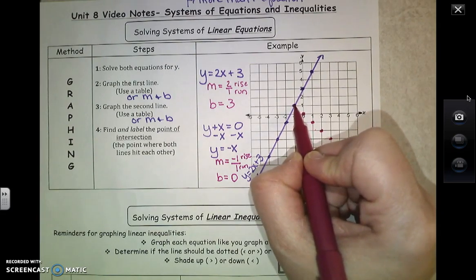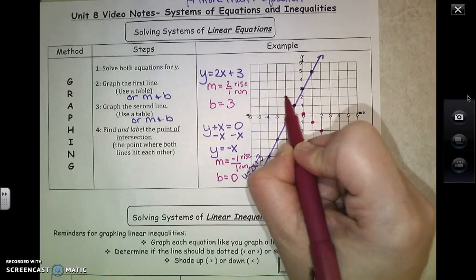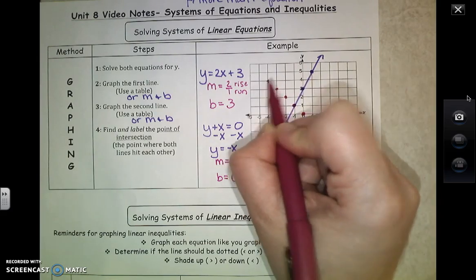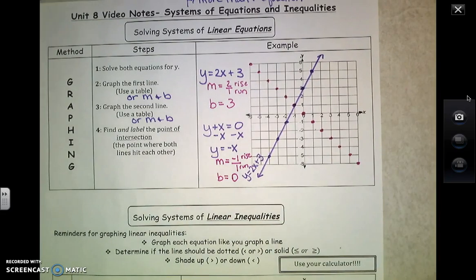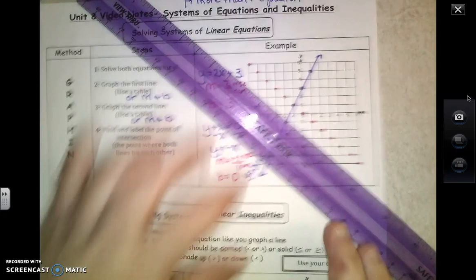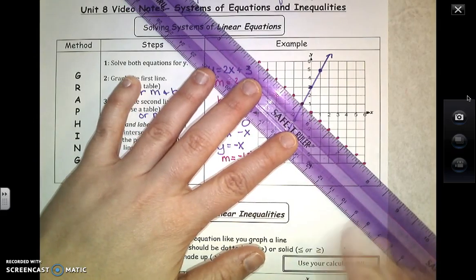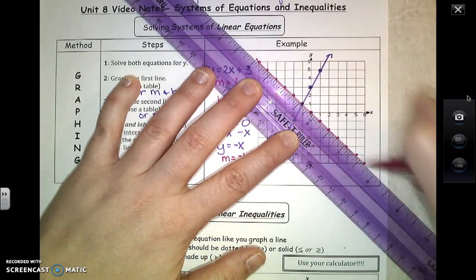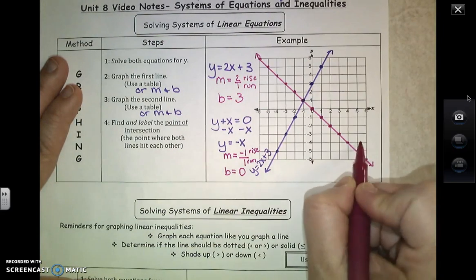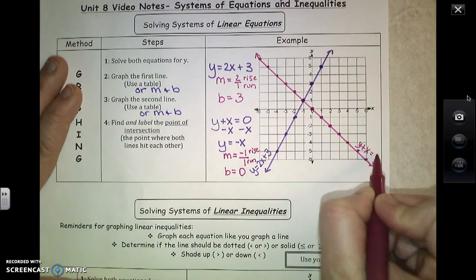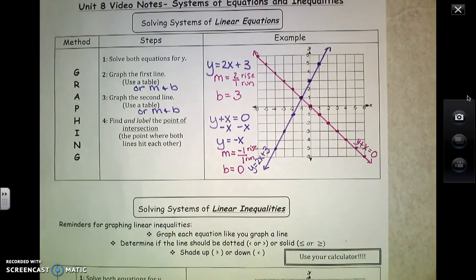And you can see right there, I just plotted the point where the two lines cross. So that's going to help me in a minute here. And as I finish plotting my points, I can go ahead and graph my line. Always put arrows on the ends. Always label with the original equation. Okay, and there you have a system of equations graphed together.